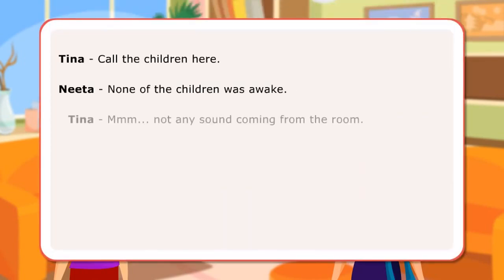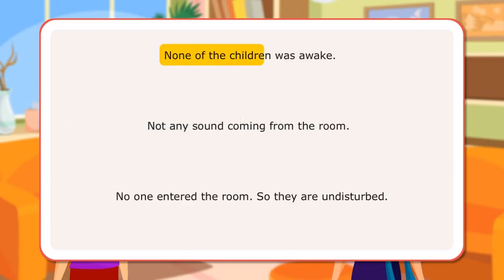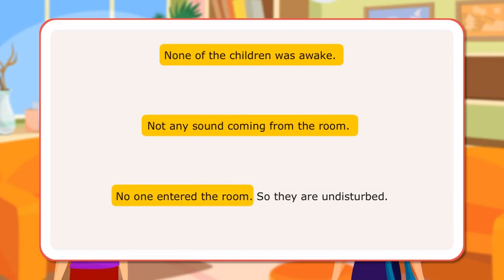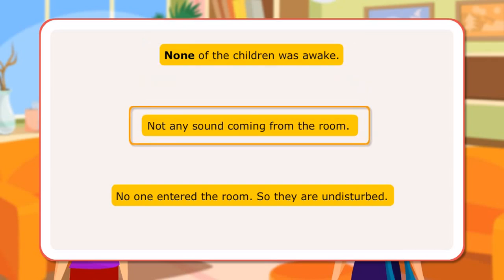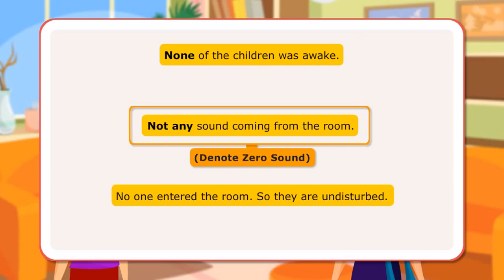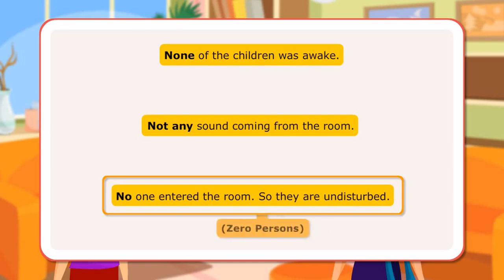In the conversation, we come across the determiners no, none, and not any. None of the children was awake. Not any sound coming from the room. No one entered the room, so they are undisturbed. In the first sentence, none is used to emphasize a negative idea. In the second sentence, not any is used to denote zero sound. In the last sentence, no is used to say 0 persons.